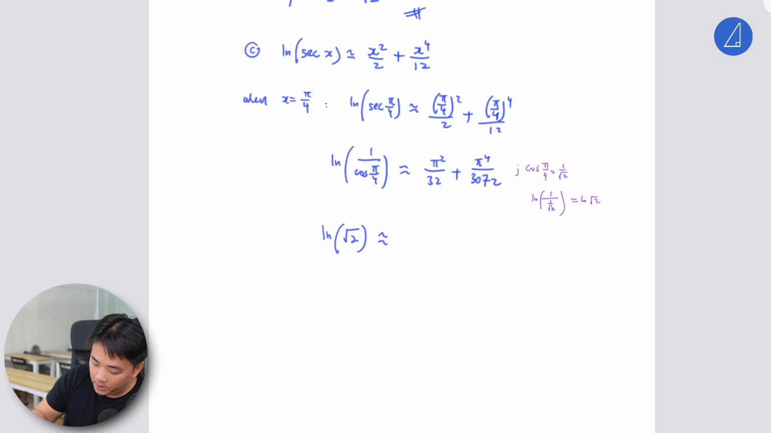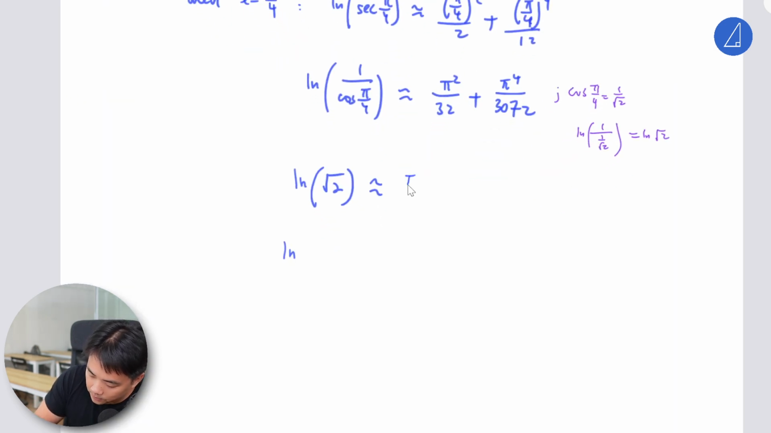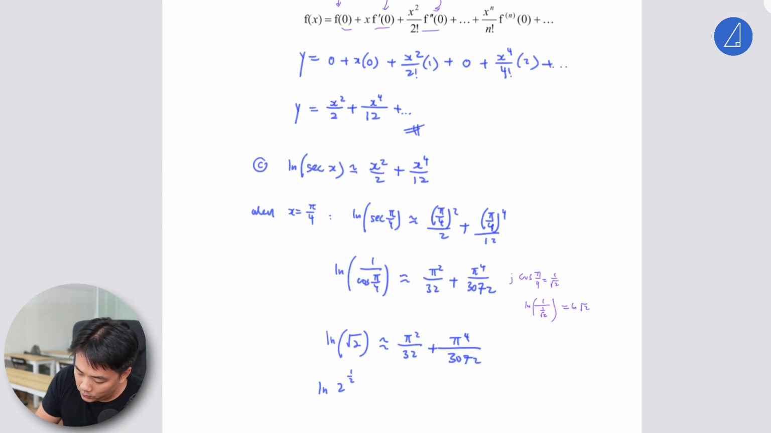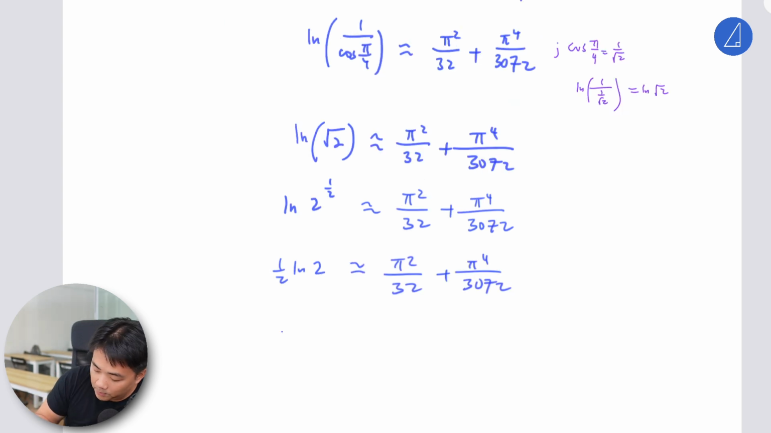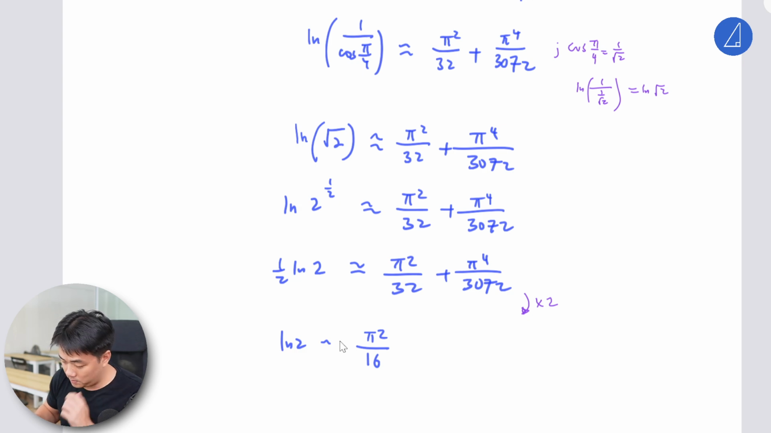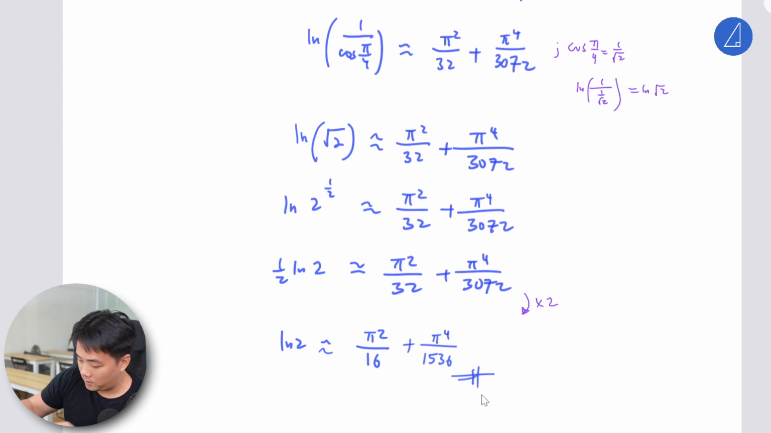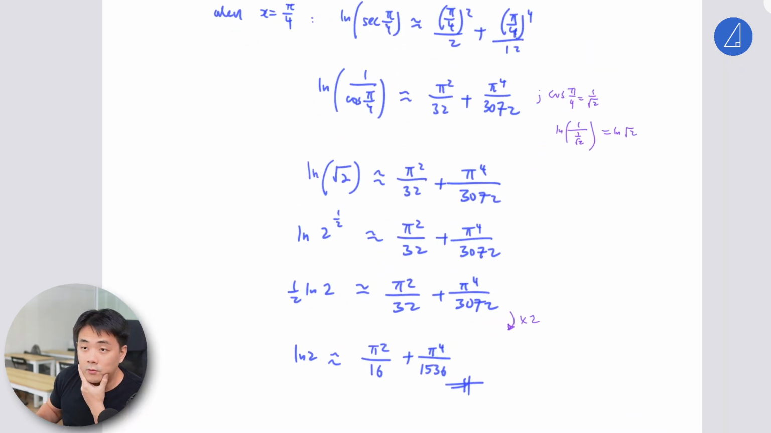So once done, we could just put it this way. Then this is 2 power half. Power half can bring down. Is there a 2 here? There's no 2. Okay, so power half. Once done, just multiply by 2 both sides. You will get pi squared over 16 plus pi to the power 4 over 1536.